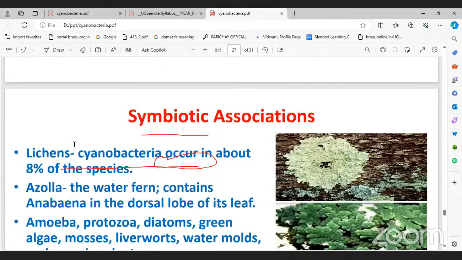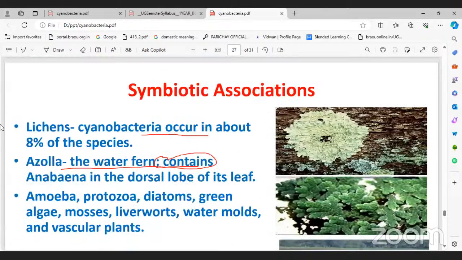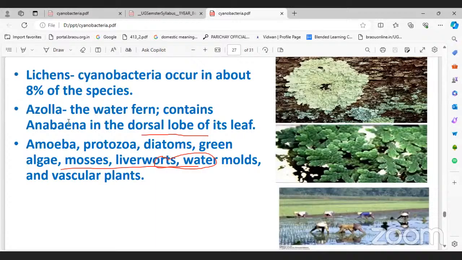I already told you about symbiotic association with lichens and symbiotic association with Azolla. What is lichen? Lichen is a symbiosis of both algae and fungi. Here the algae group is mainly Cyanophyceae and Chlorophyceae members, and in fungi, mainly Basidiomycotina and Ascomycotina fungal members form the association with the algae.